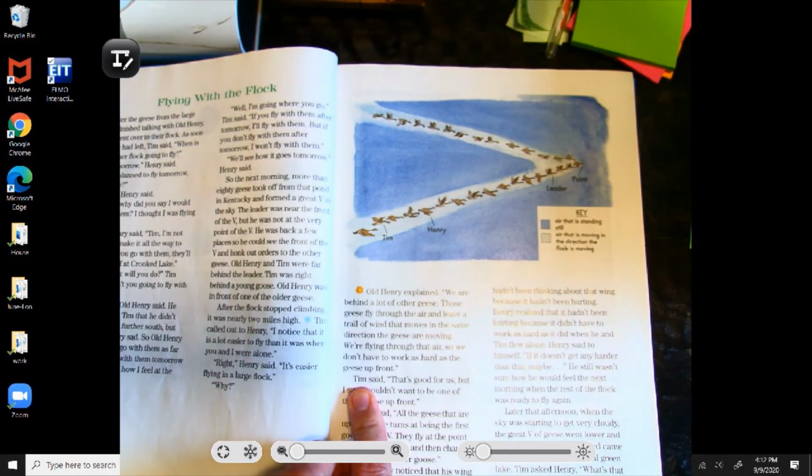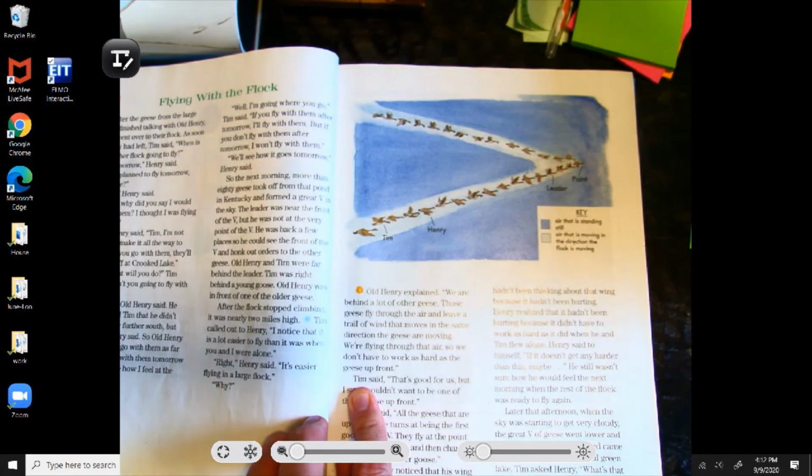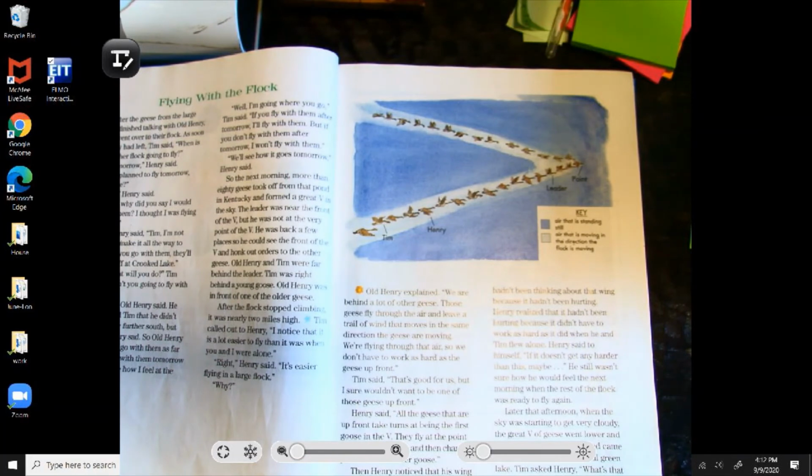Tim said, "That's good for us, but I sure wouldn't want to be one of those geese up front." Henry said, "All the geese that are up front take turns being the first goose in the V. They fly at the point for an hour or more and then change places with another goose."